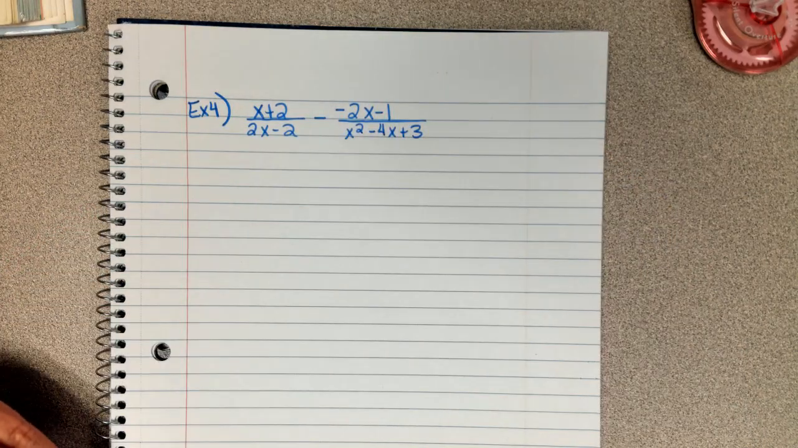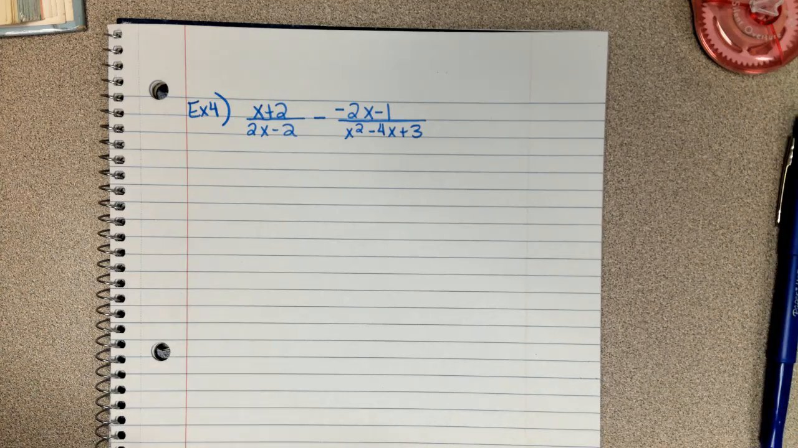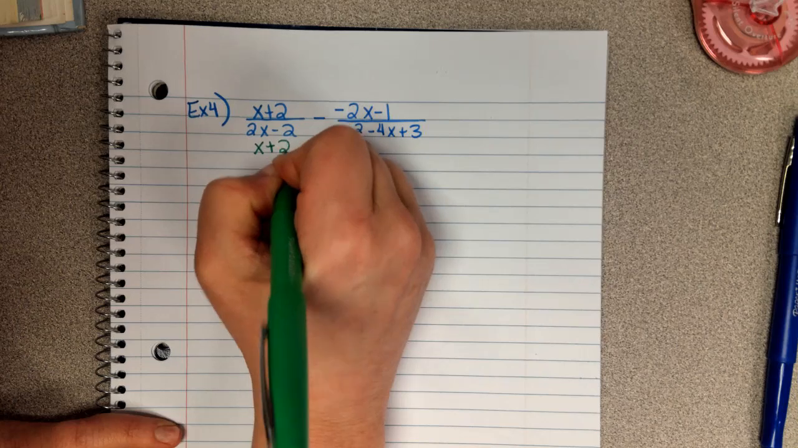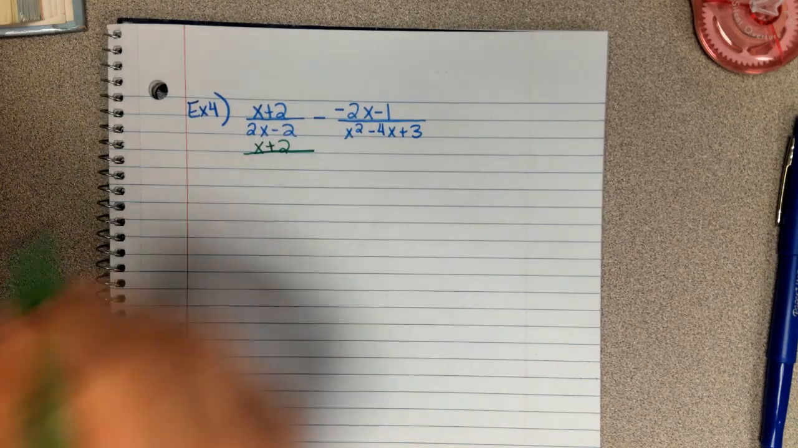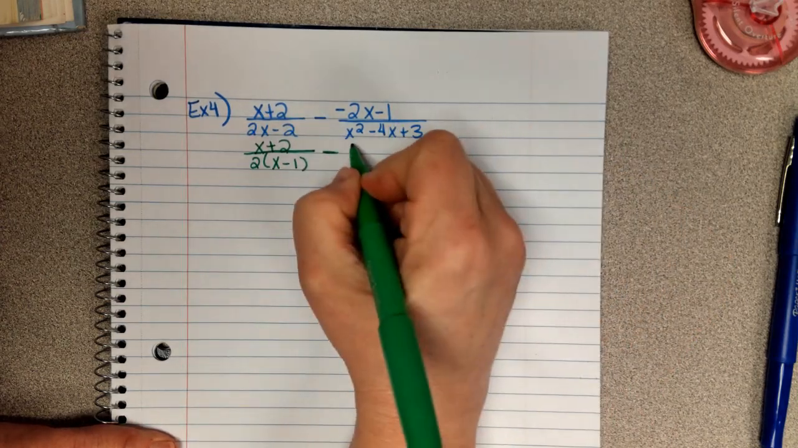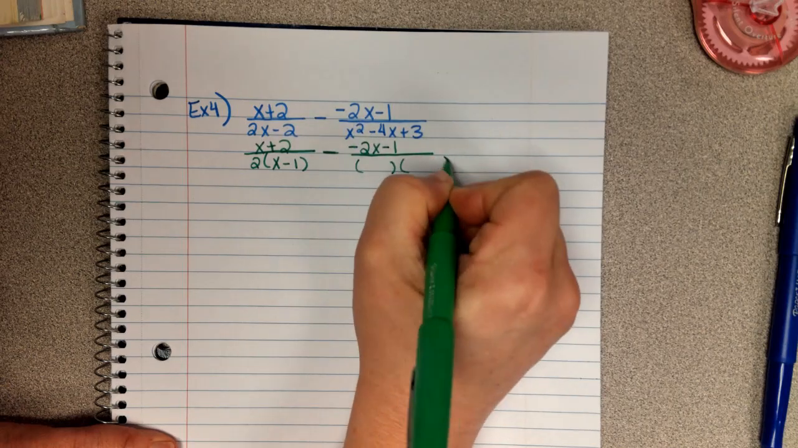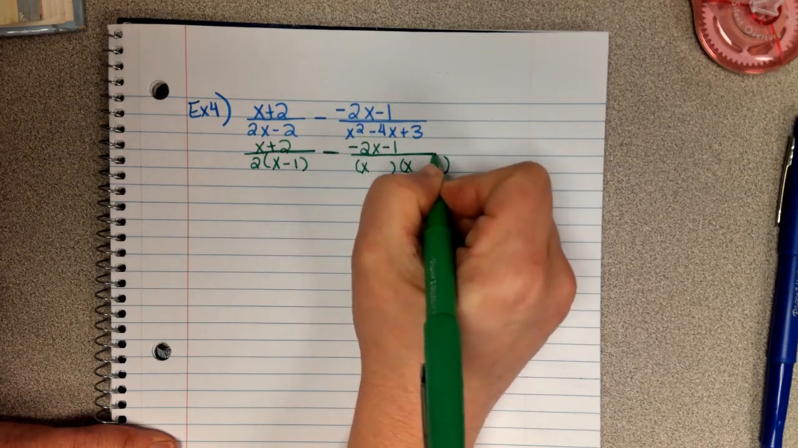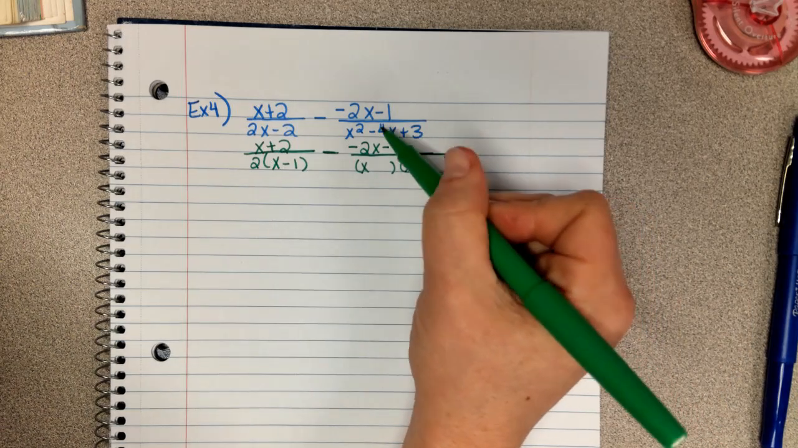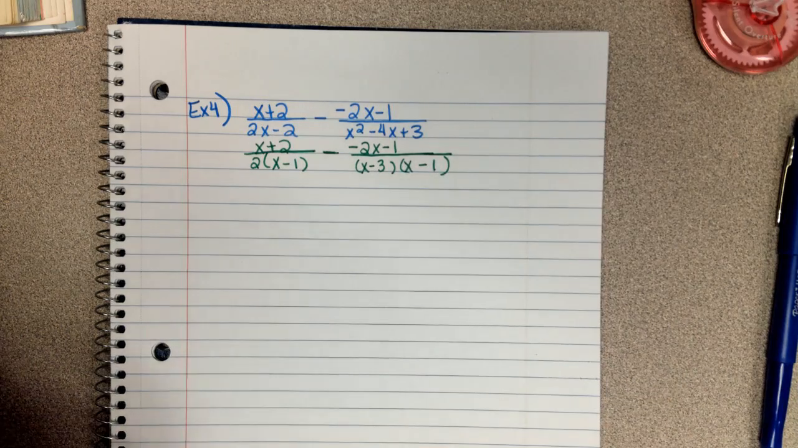Now, to add any two fractions, I have to have a common denominator. I'm going to go ahead and factor these so that it's easy for me to find the common denominator. So x plus 2, I'm going to leave that. I don't need to change my numerator. My denominator has a GCF of 2, so that factors to 2 times x minus 1. Minus, and then I have negative 2x minus 1 in the numerator. And then I'll factor my denominator. x times x gives me x squared. I need two numbers that multiply to give me 3, add to give me negative 4. So I'm going to do negative 3, negative 1.